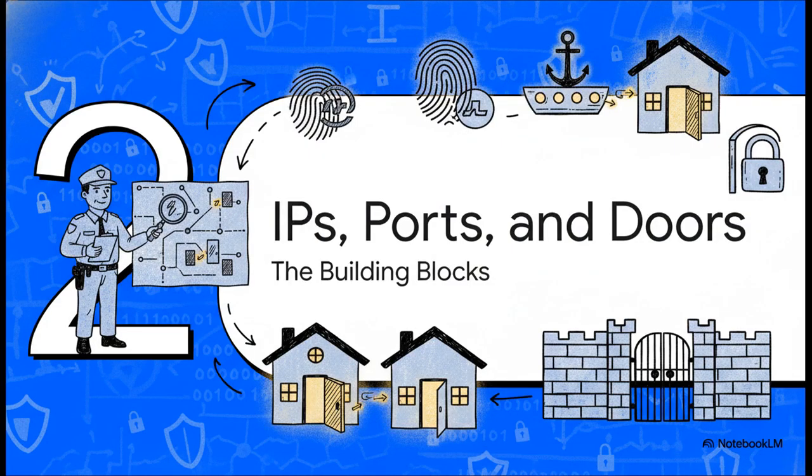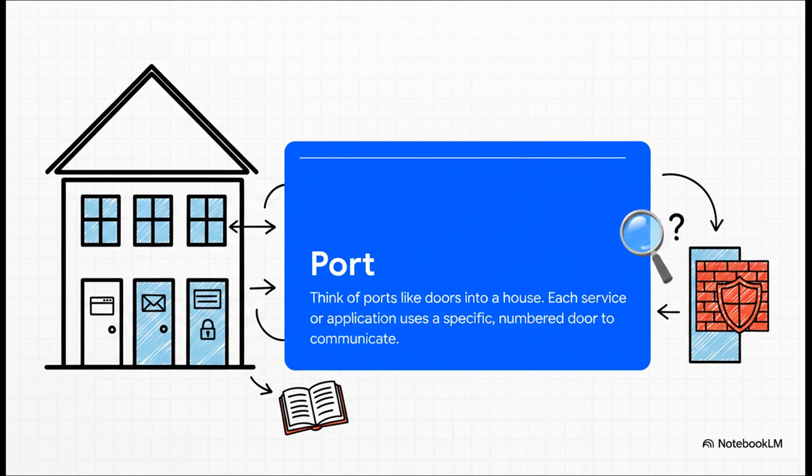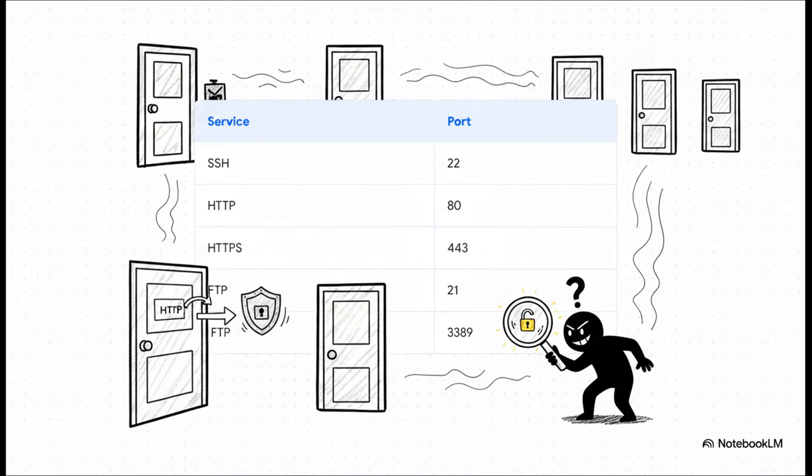So our security guard is checking two things: your ID, the IP address, and the door you're trying to use, the port. We get what an IP address is, but what exactly is a port? Let's dig into these building blocks. The best way to think about it is this. If your computer is a big house, then ports are all the different doors. You've got your front door, your back door, your garage door, and you wouldn't use the garage door to get to the living room, right? Software works the same way. Different applications are designed to use specific, numbered doors to send and receive information. And a firewall rule is really just an instruction about which of these doors should be locked and which should be wide open.